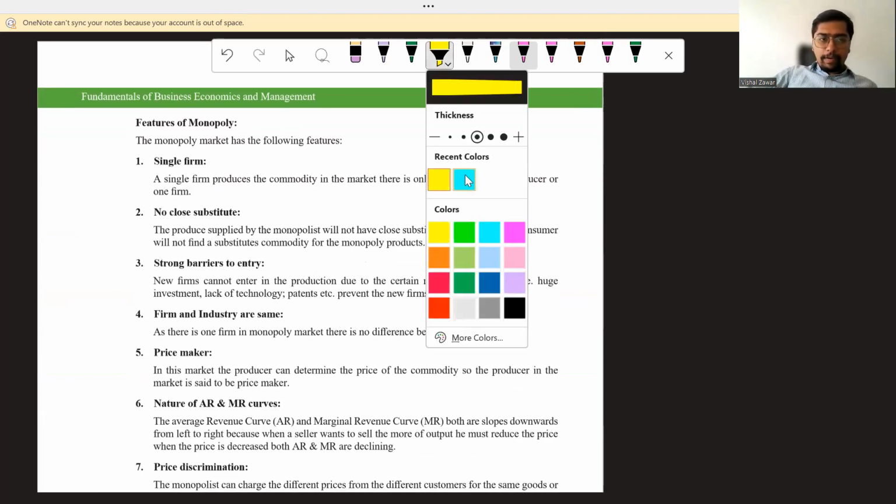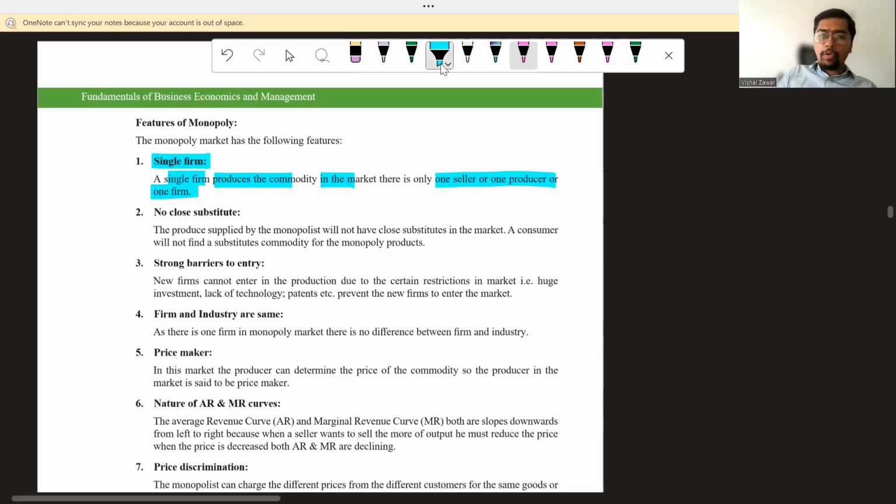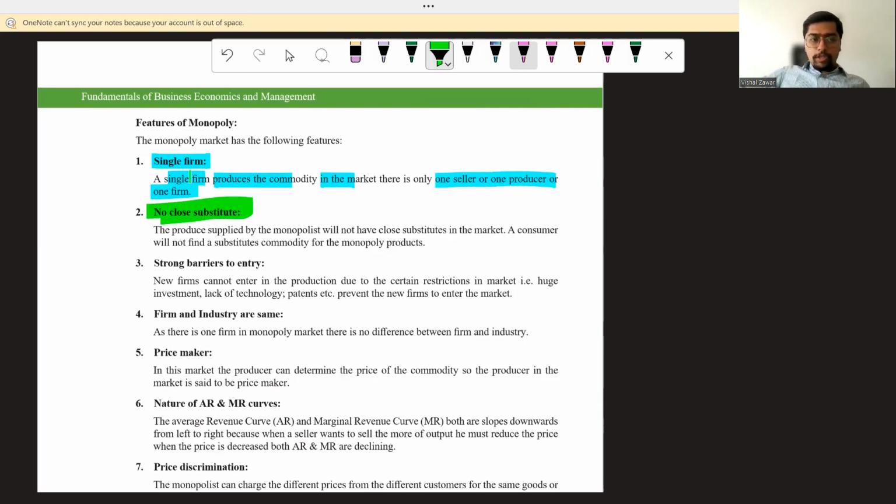Yes, there's only single firm. The single firm produces the commodity in the market. That is, there is only one seller or one producer or one firm. They say no close substitutes. You may have, but they are not exactly a replica of what that firm is trying to sell. You may have substitutes, but not exactly. So the product supplied by the monopolist will not have any close substitutes, or a consumer will not find a substitute commodity for the monopoly markets.